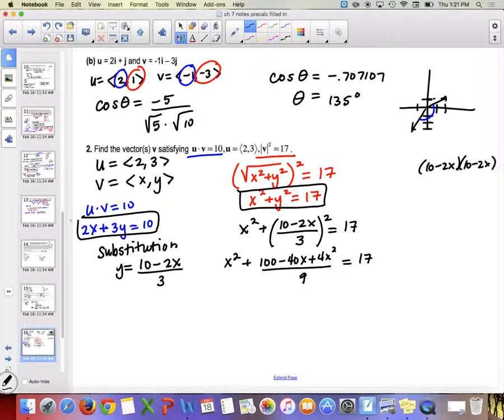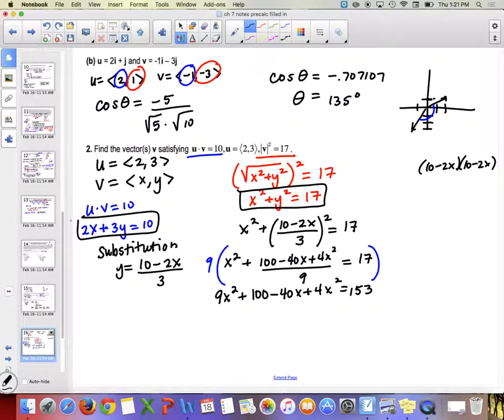How can we make it a little bit easier on ourselves? Could we multiply through by something? Yeah, let's multiply through by 9. Let's clear the fraction. So when we do that, we get 9x squared plus, and the 9 and 9 will cancel, so we'll still have 100 minus 40x plus 4x squared equals 17 times 9. Anybody know that? Oh, look at you. Good job.